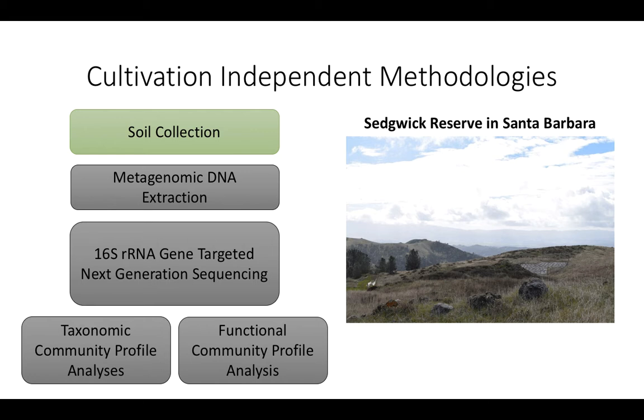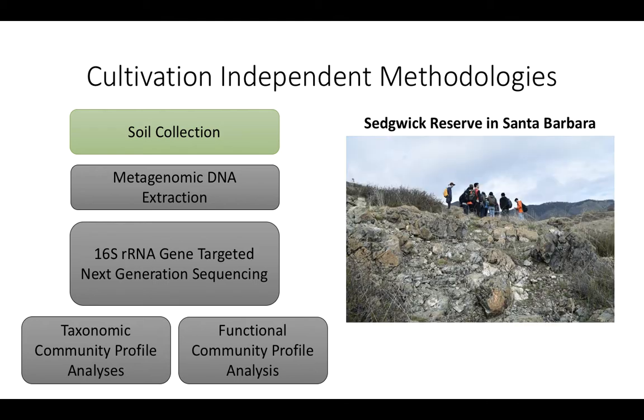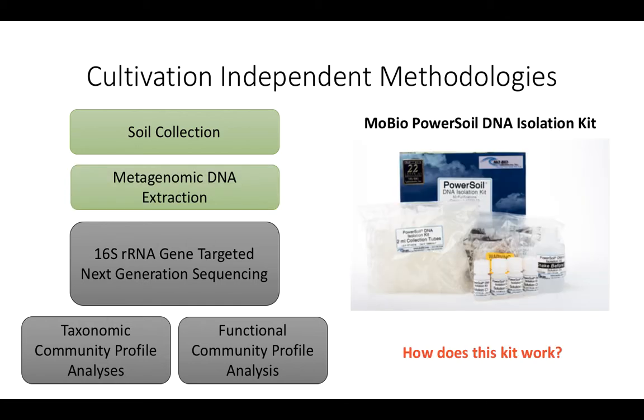The methodologies for cultivation-independent research start off with soil collection. In winter of 2017, the 109 class collected soil from the Sedgwick Reserve in Santa Barbara, looking closely at the characteristic serpentine soil within the area. The next step is to perform a metagenomic DNA extraction using the Microbiome Power Soil DNA Isolation Kit.